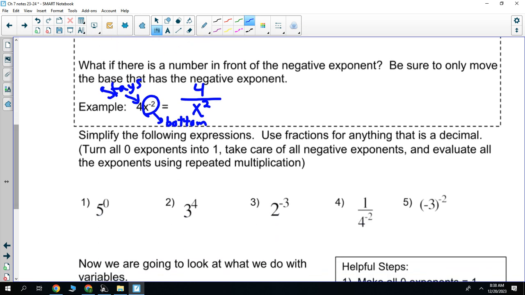So 5 to the 0 power is 1, because anything to the 0 power is 1. 3 to the fourth is really 3 times 3 times 3 times 3, which is 81.